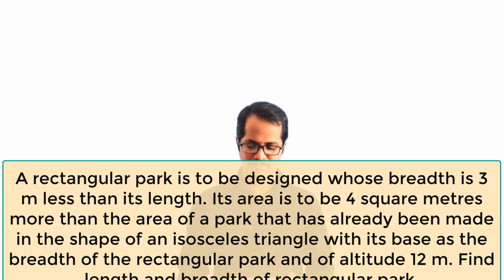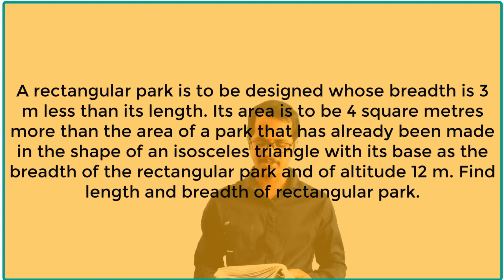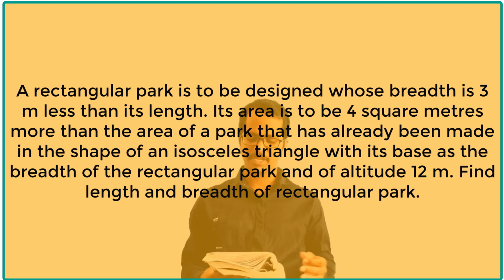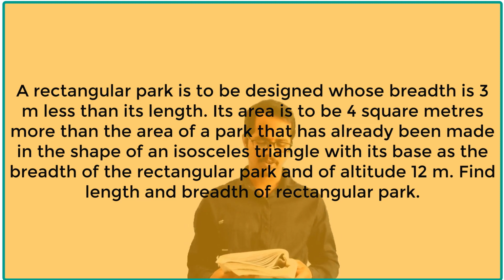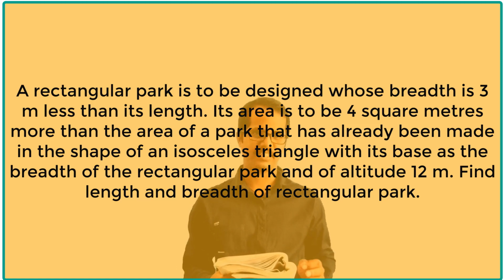Example 10. A rectangular park is to be designed whose width is 3 meters less than its length. Its area is to be 4 square meters more than the area of a park that has already been made in the shape of an isosceles triangle with its base as the width of the rectangular park and of altitude 12 meters. Find its length and width.